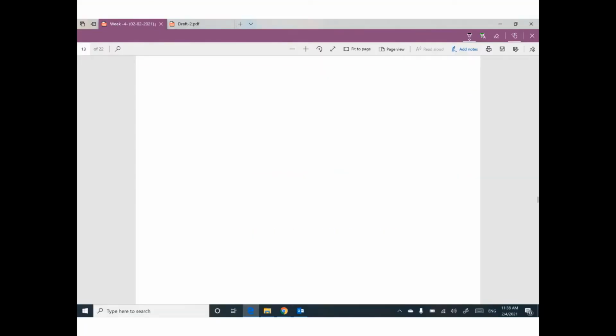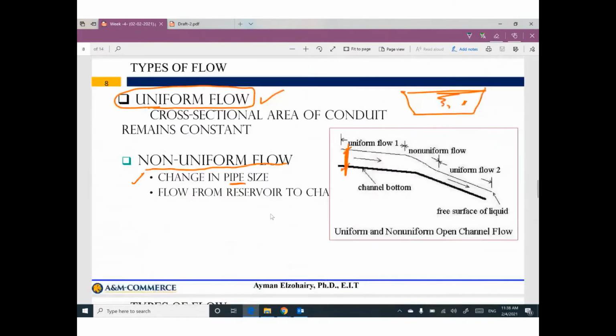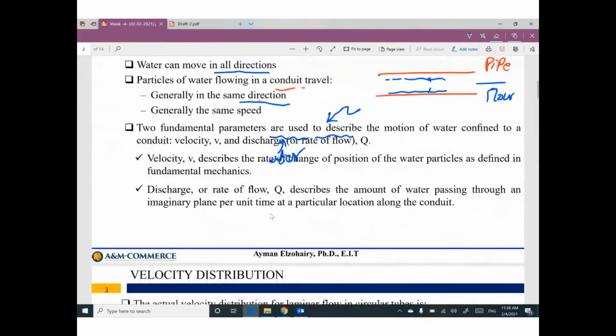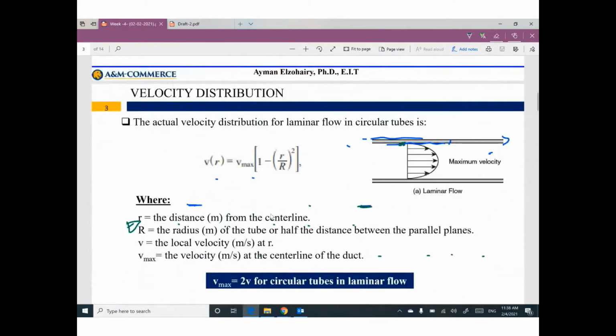Just to remind you what we learned last meeting, we learned that the actual velocity distribution is not constant. It takes a parabola shape, looks like this. The particle at the middle of the pipe has the maximum velocity, and this velocity is reduced until reaching zero.